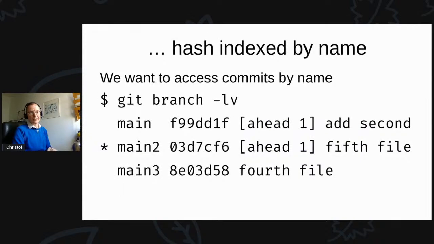But of course, we would like to actually talk about specific parts of the development. And this is why we assign names to the hashes. As you can see, actually within this repository, there are three different branches. One is called main, one is called main2, and one is called main3. And these actually point to different hashes.